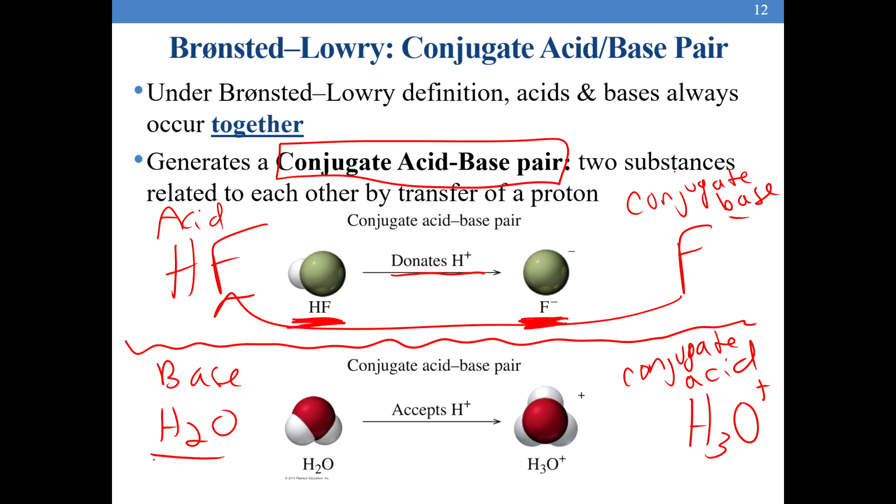Or if you're asked, here's a base, what is its conjugate acid? You need to gain a proton as well as a corresponding positive charge. So base B, BH plus. That's all you do, okay? So you just kind of have the opposite names.